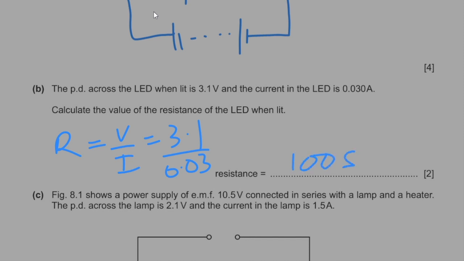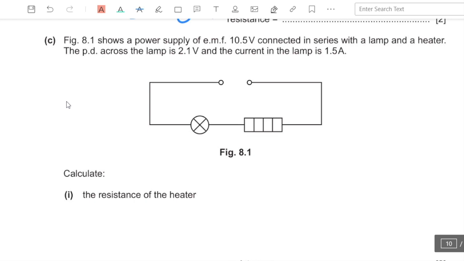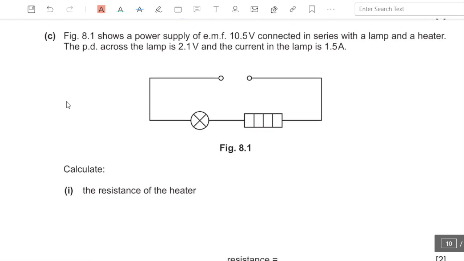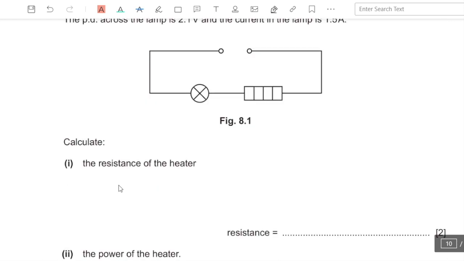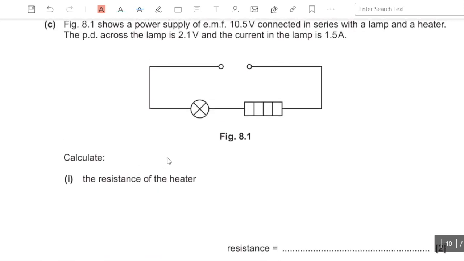See figure 8.1 shows a power supply of EMF 150 volts connected in series with a lamp and a heater. The potential difference across the lamp is 2.1 volts and the current in the lamp is 1.5 amperes. Calculating the resistance in the heater means resistance is equal to voltage over current.